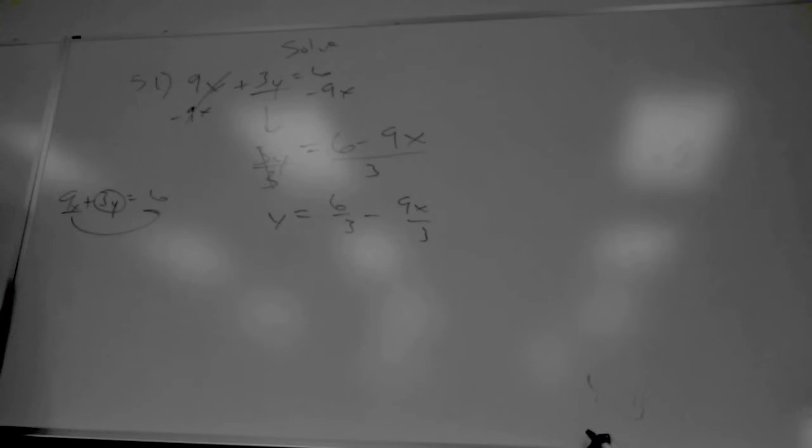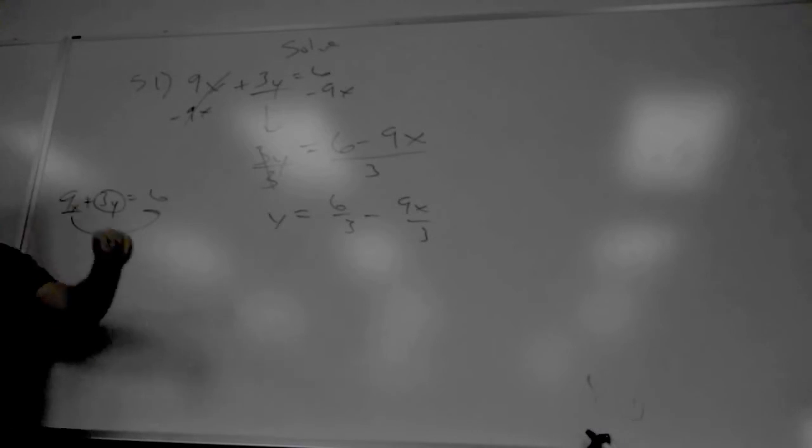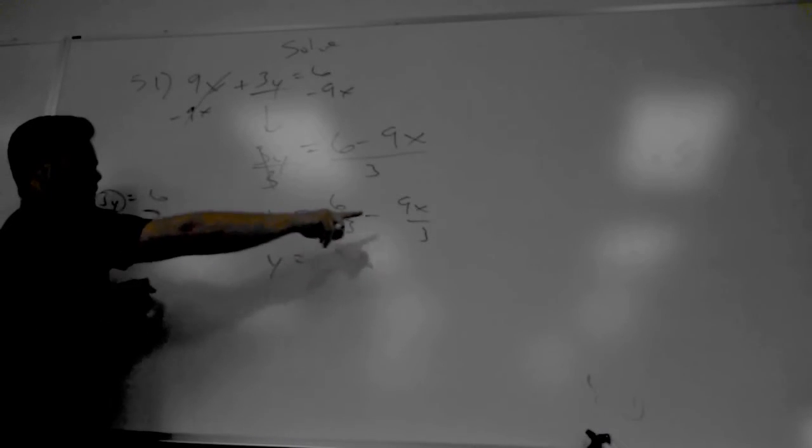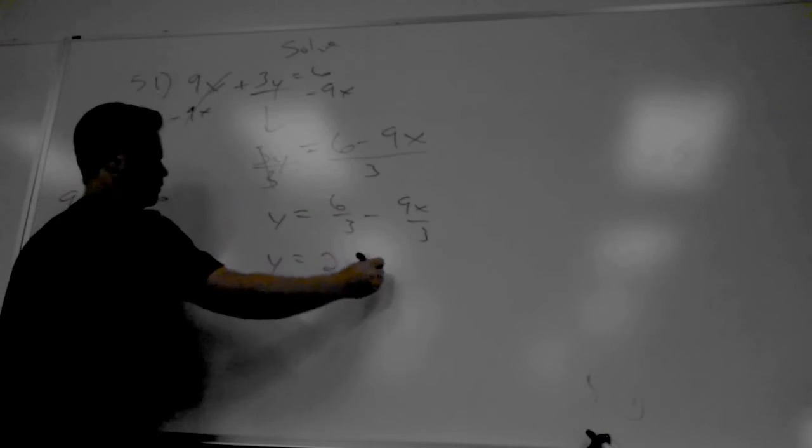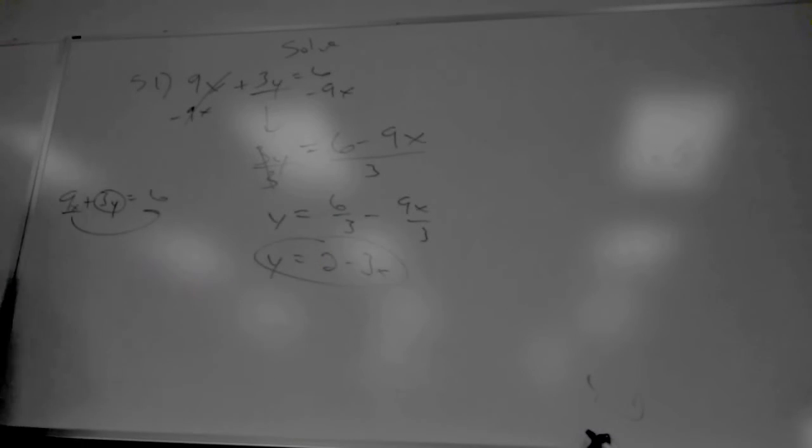Here's that problem, 24x minus 60 over 5. I've graded so many of those, I remember. You have to break it up and reduce both. You can't just do one and the other guy escapes. So then what is this? 2 minus 3x.